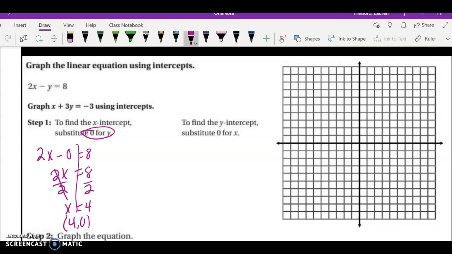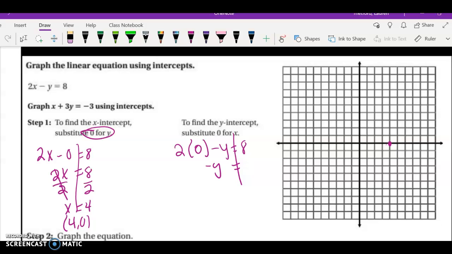And so I'm going to go at the axis, at the origin, I'm going to go 1, 2, 3, 4. There is my first point. My y-intercept, I'm going to plug in a 0 for my x. 2 times 0 is 0. So that leaves me with negative y equals 8.